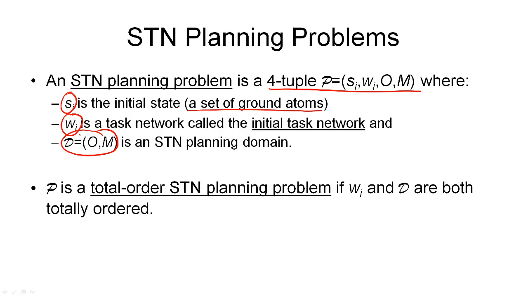So you can see an STN planning problem is not very different from a strips planning problem. We still have an initial state and we still have a domain. Of course, the domain is now a domain consisting of operators and methods. What's really different is that we don't have a goal, but an initial task network.